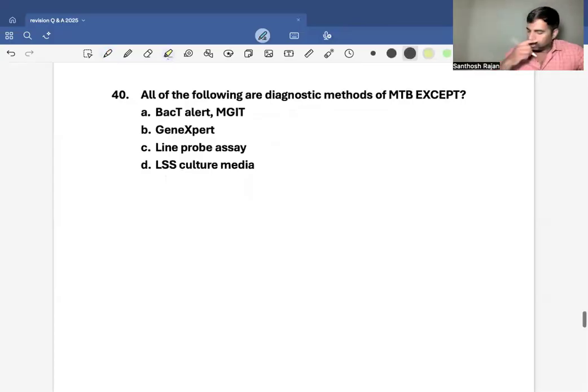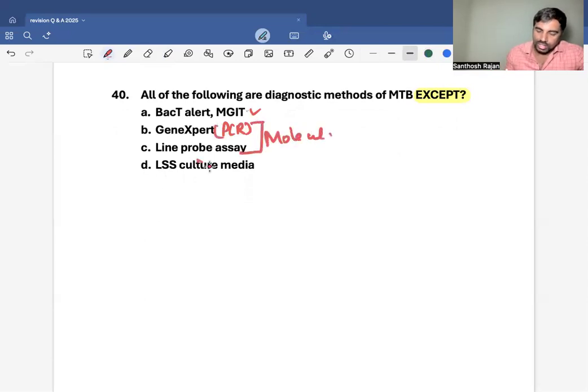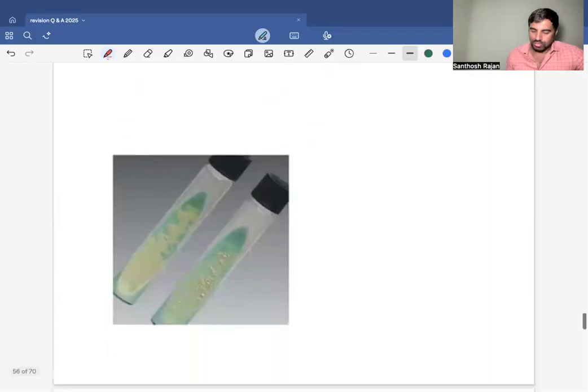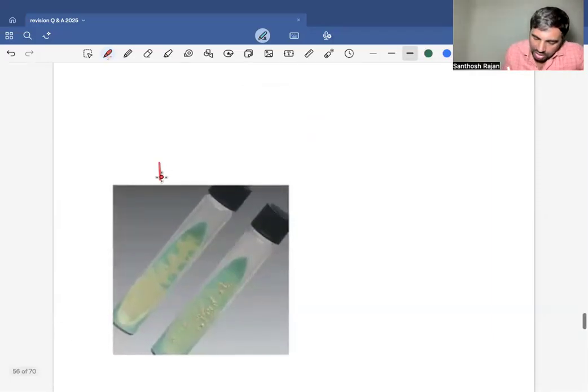Now, what about the TB test? Always they ask one question. TB, you know, all of the following are diagnostic methods of TB except. So except is, of course, see, all are right. When you talk about bacterial MGIT, they are the automated culture methods. This is definitely right. GeneXpert, of course, that's a PCR. Basically, this is a PCR molecular method. These two, line probe assay, they are the best molecular methods. LSS, no. It should be LJ media, Lowenstein-Jensen media. So that's a wrong answer. When you talk about culture, this is your LJ media.